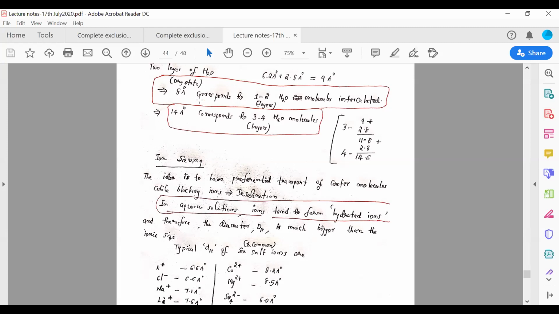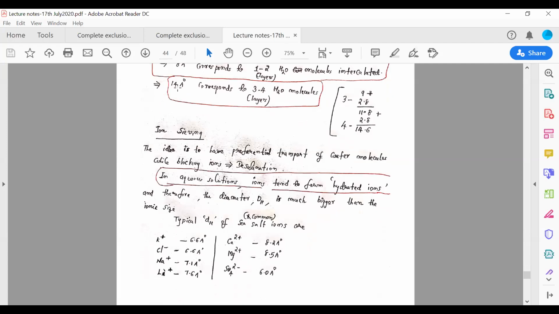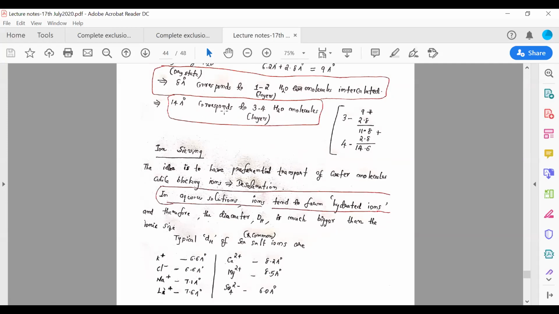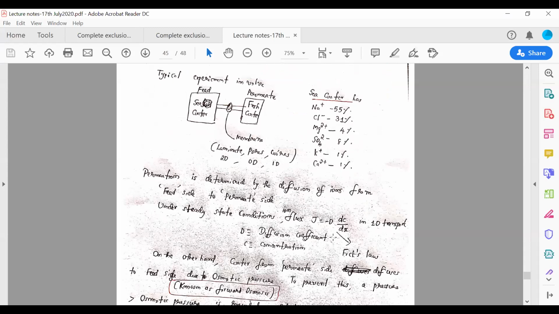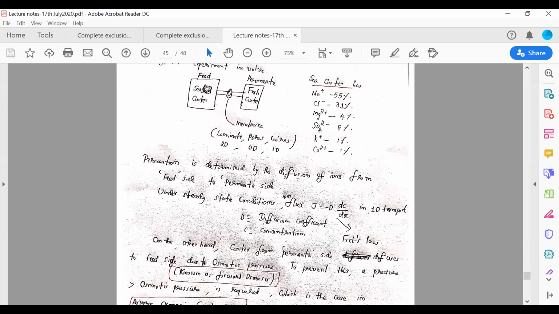Can you make it smaller than 14 angstrom? Can you make it something like this? Because the main problem with graphene oxide is that it's hydrophilic, it is water loving. It takes actually too much water molecules. So maybe you have to think of something which is not very strongly hydrophilic. Maybe that can help. Okay, so I already gave you some direction.